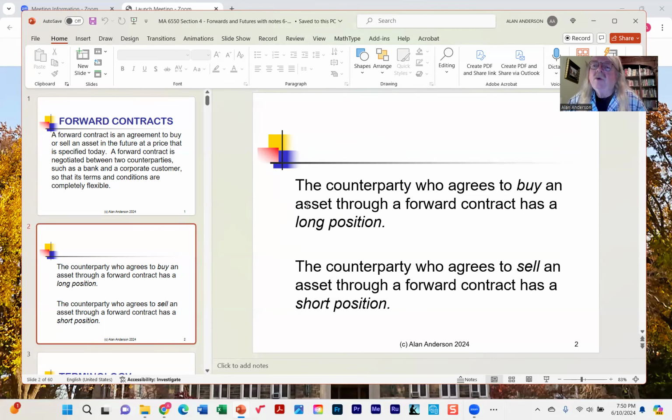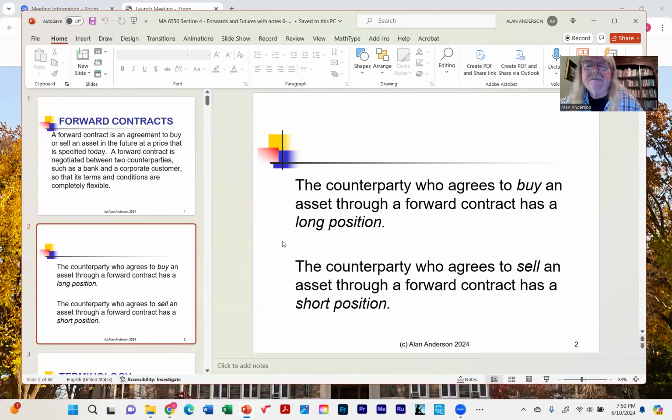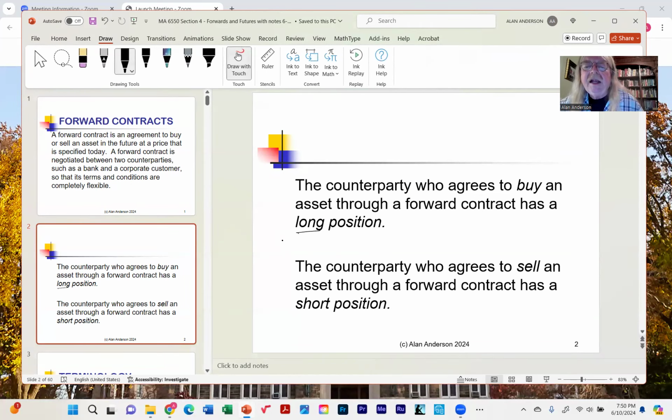By the way, here's some important terminology. When we enter into a contract, clearly there's a buyer and there's a seller. Whoever is agreeing to buy is said to have a long position or a long forward position. And whoever agrees to sell is the one with the short position or the short forward position. Okay. So there's always a long and there's always a short. The two counterparties agree and we have a contract.